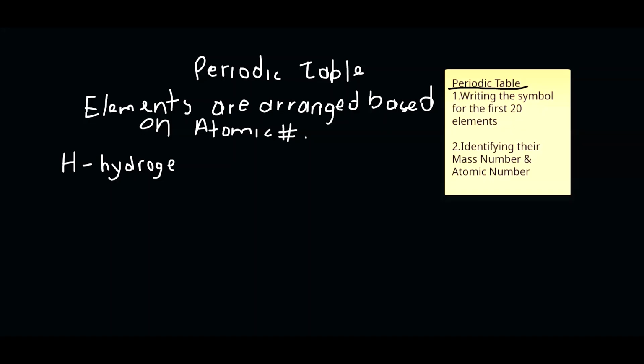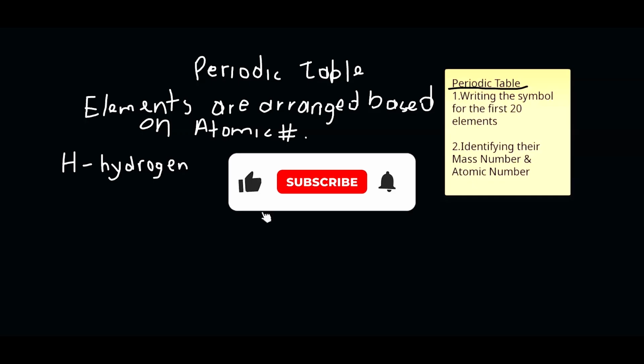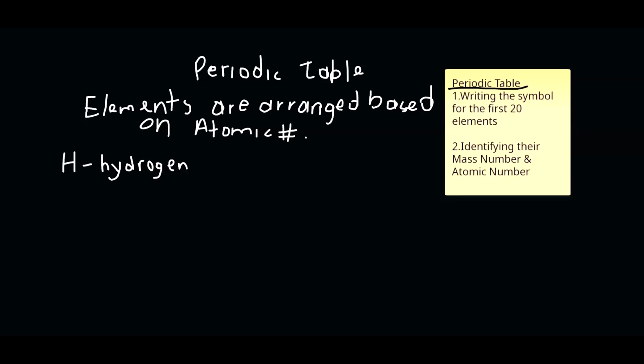What about the second one? What's the second element in the periodic table? Helium. Good. And the symbol for helium is? He. Good. So that's He.